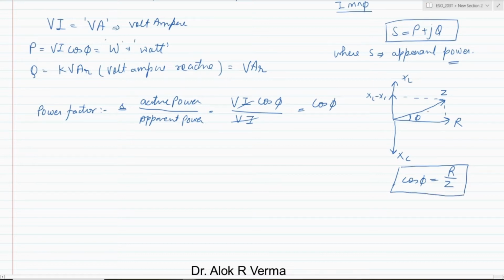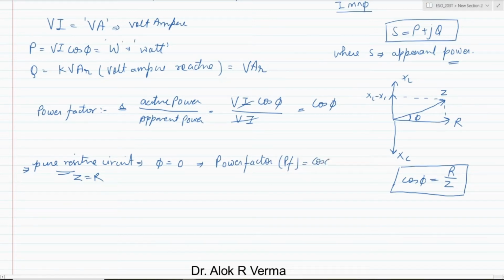From the phasor diagram we can see that R by Z is the cosine of this angle, which is the power factor angle. Now if you see clearly, we started with a pure resistive circuit. What is your idea about this phi? If it is a pure resistive circuit, it means that Z is equal to R. It means phi equal to 0, which implies power factor or PF is nothing but cos 0, which is 1.